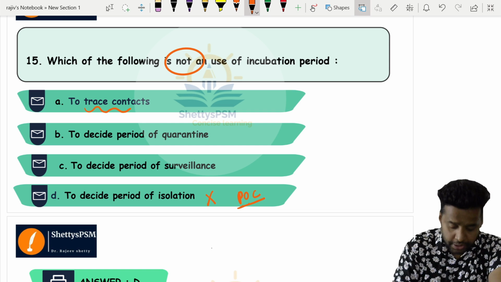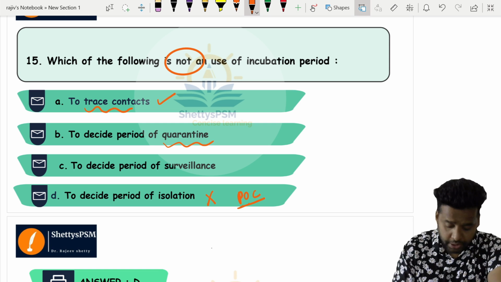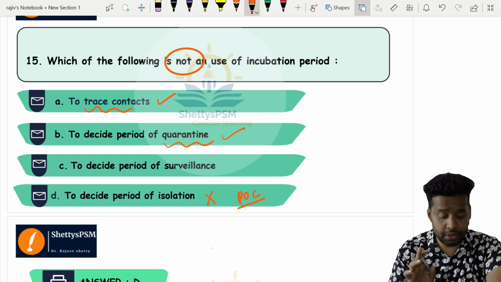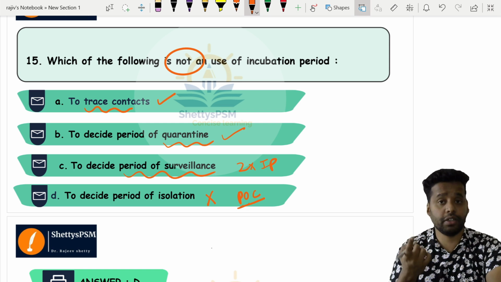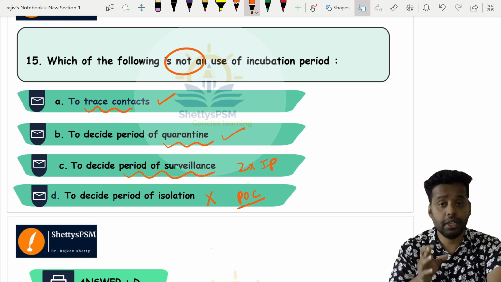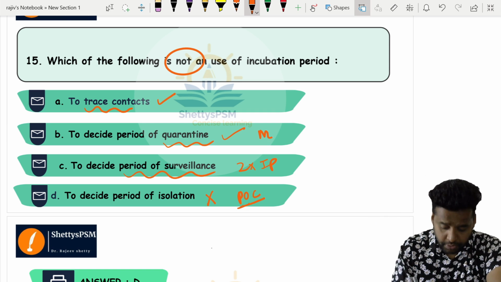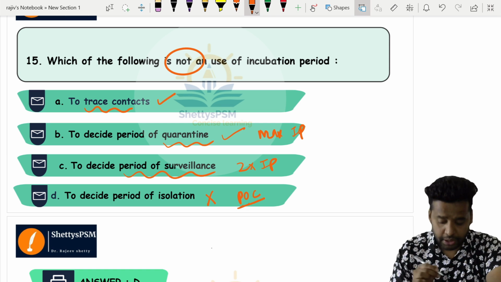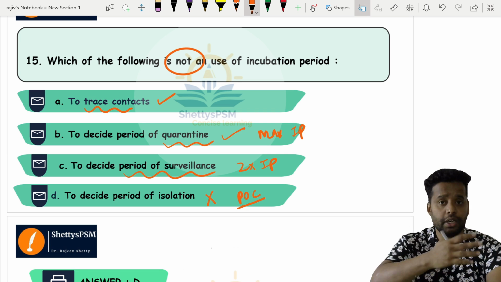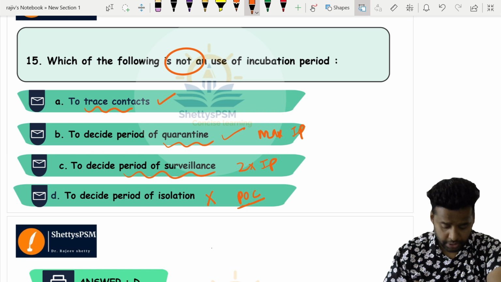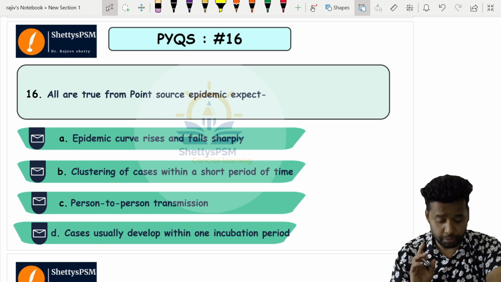To trace the contacts, yes, very important. To trace the source also. Period of quarantine, observing them for maximum incubation period. Period of surveillance is twice the incubation period, from the day of last case. Quarantine is for maximum incubation period. Tracing the contacts going back and how many have been exposed in relation to that incubation period is also counted. So isolation is based on period of communicability, not on incubation period.